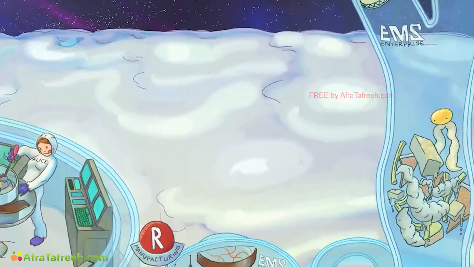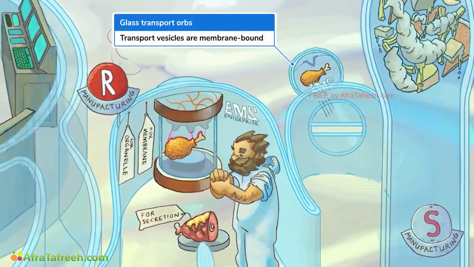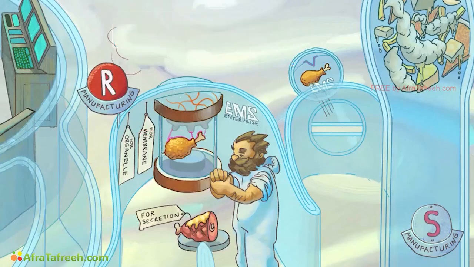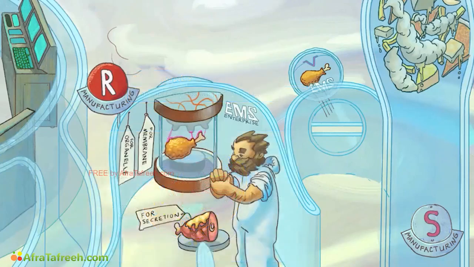Alright, now that we've detailed all the ERs, let's talk about the transport of products they make to other regions of the cell. The membranous little vesicles responsible for transporting stuff are called transport vesicles. Almost too on the nose, that one. These are represented by the double-paned glass V bubbles floating around the space station. Transport vesicles are produced when portions of membrane bud from parts of the endomembrane system. Given that vesicles come from parts of the endomembrane system, you might be thinking that transport vesicles are also a part of the EMS. And they are. Did the EMS Enterprise logo give it away?